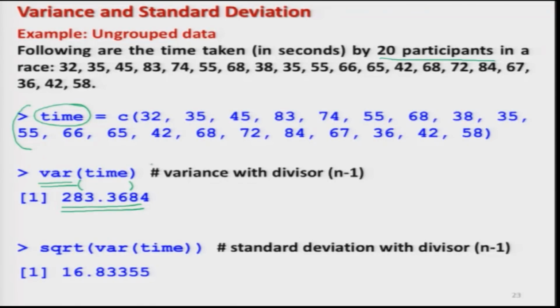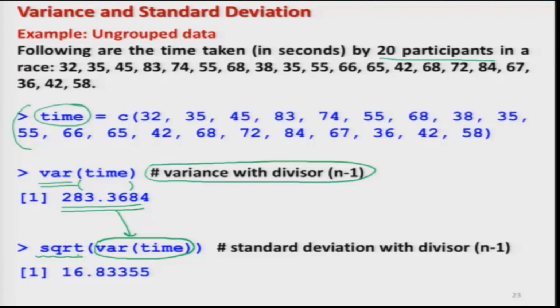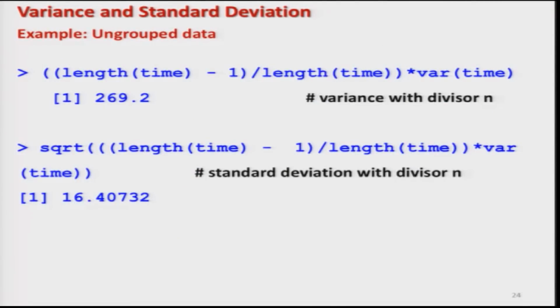And here you can see the divisor is n minus 1, which you always have to keep in mind, and I will show you how to find the variance with divisor n in the next slide. Similarly, if you want to find the standard deviation, you simply take the square root of the variance. So, whatever variance I have obtained here, I operate the function SQRT. SQRT is a function to find the square root, and I get here the value 16.83355.